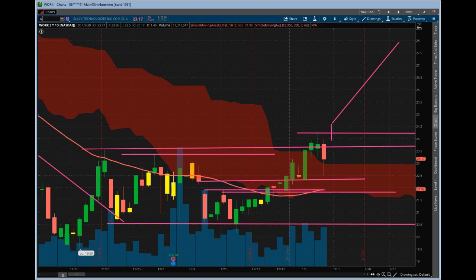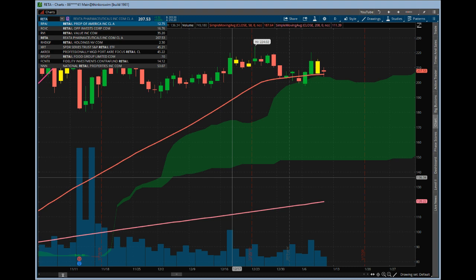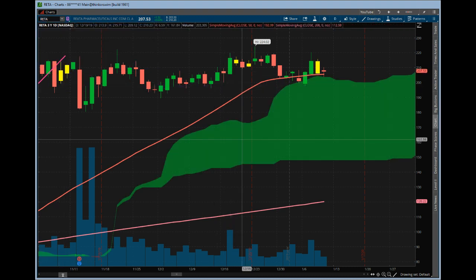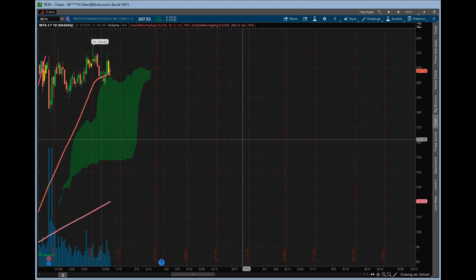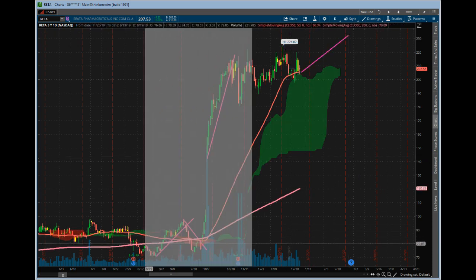Rita. So, Rita has consolidated all the way to the cloud, but if you guys want to see what Rita had done, look at this. Pretty incredible move, right? It consolidated right to the cloud, so now the 50 moving day average has caught up. It might want to work its way out of here. But guys, this was an incredible move right here.